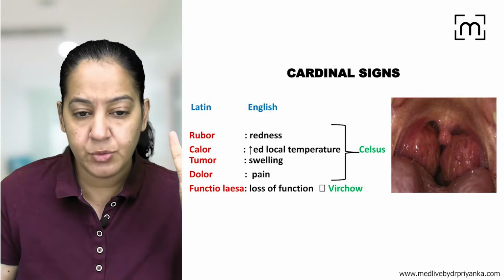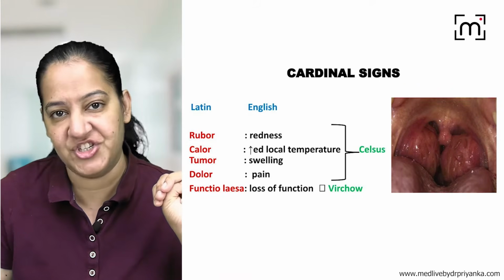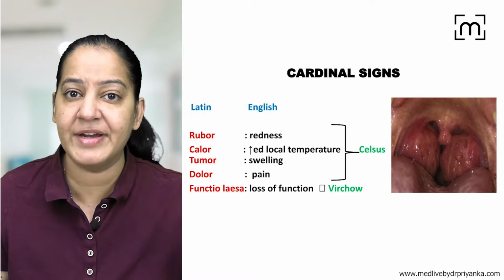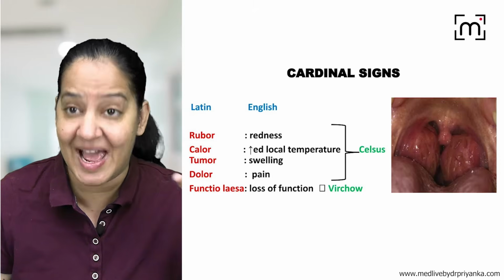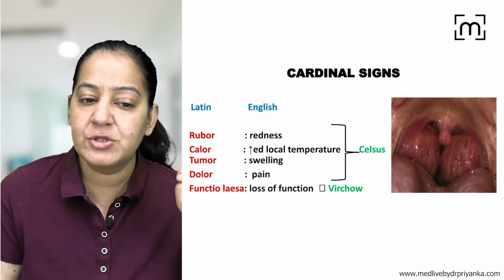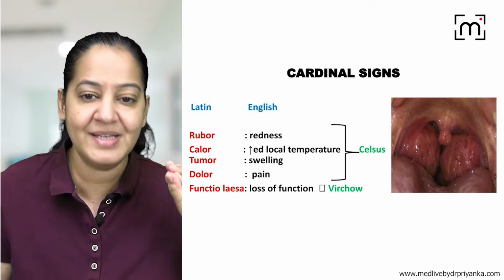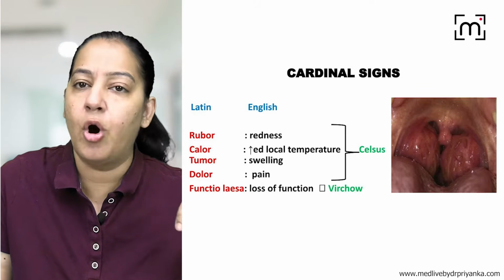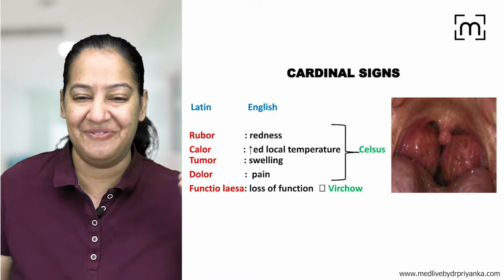Swelling is known as tumor. Now don't get confused. This is not the tumor of English. In English, tumor means malignancy, neoplasia. But here tumor means just swelling. It is the Latin word. Pain means dolor. And temporary loss of function is known as functio. So please learn: rubor, calor, tumor, dolor, and functio. These are the 5 cardinal signs of acute inflammation.